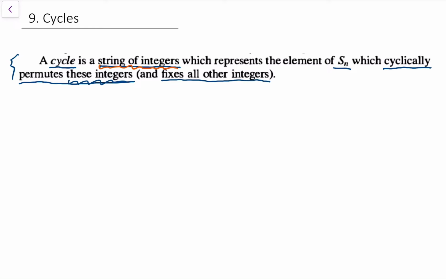Okay, let's look at an example. Let's consider the symmetric group of degree 7, when n equals 7. So we are talking about S7, and this applies for any other integers. You can think about S10, S11, S100. That's the same. We just use 7 as an example here.